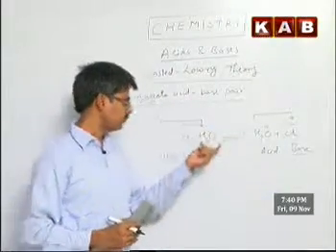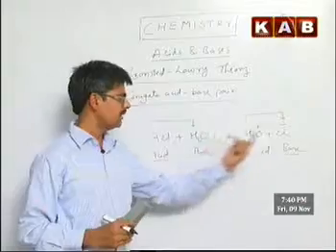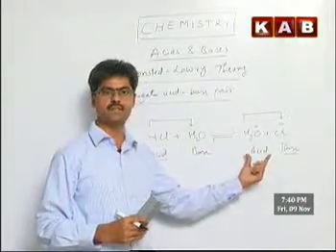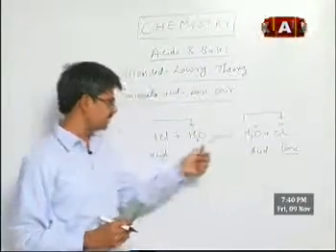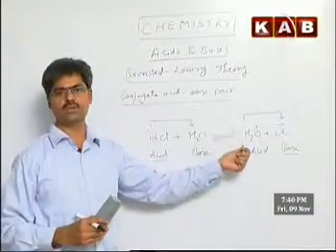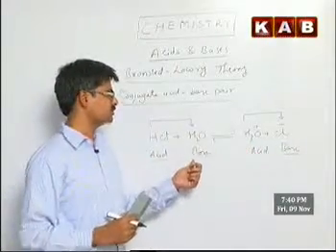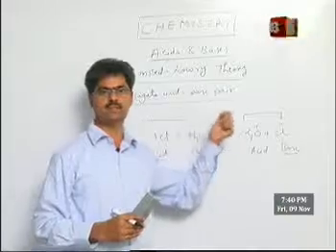Similarly, water, which is the base here, and hydronium ion, which is the acid, again this pair of acid and base differ by a proton. Therefore this pair is also considered to be a conjugate acid base pair.